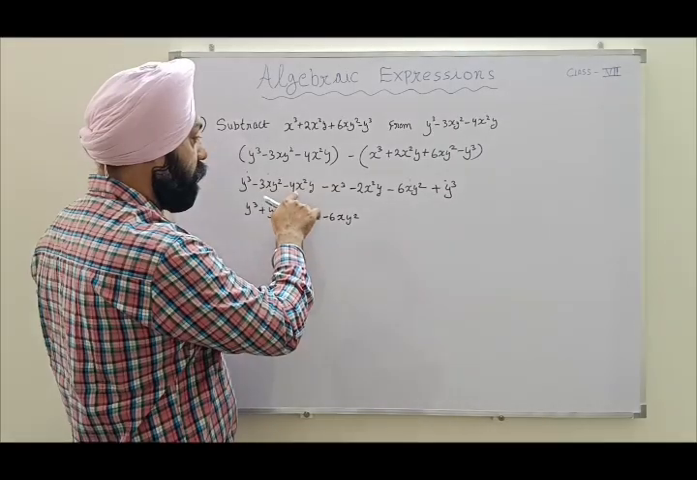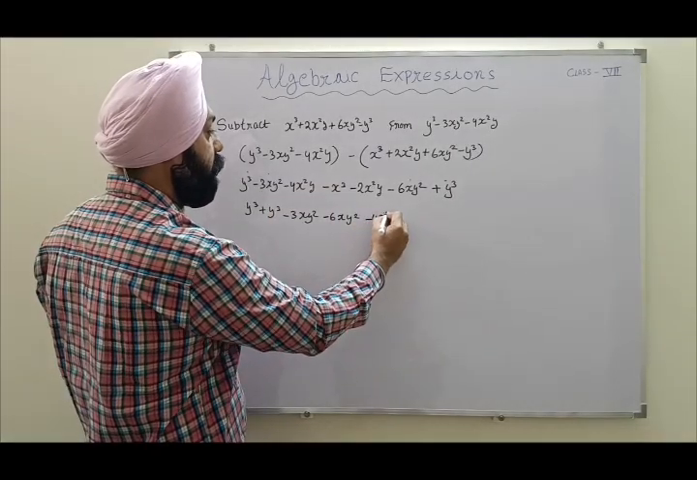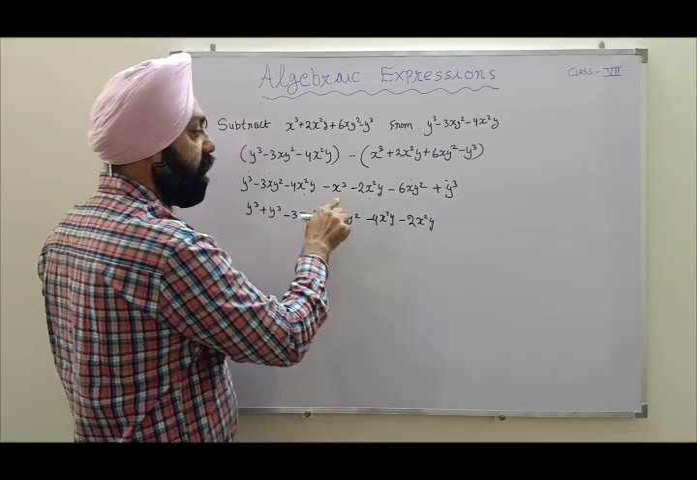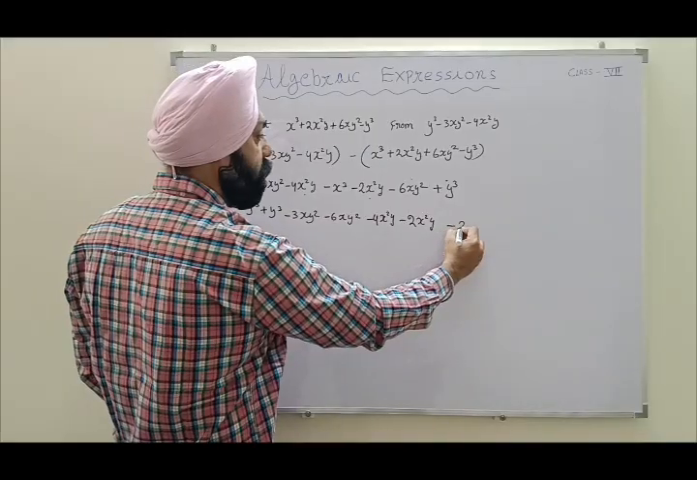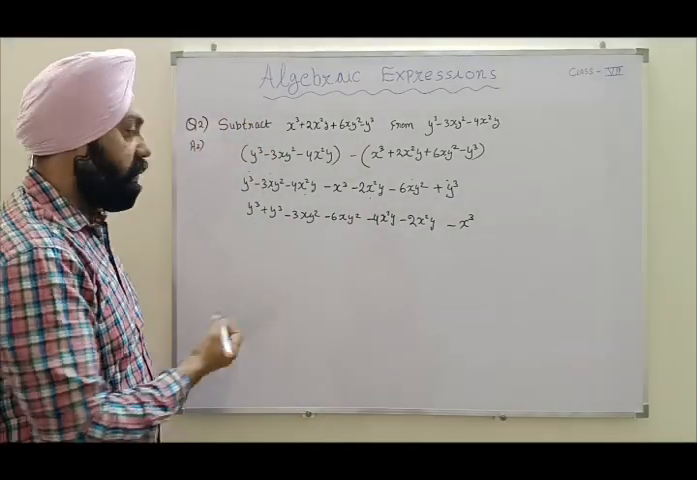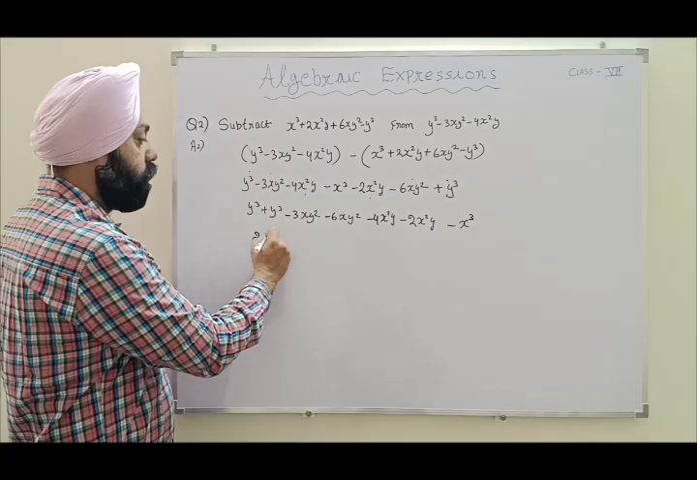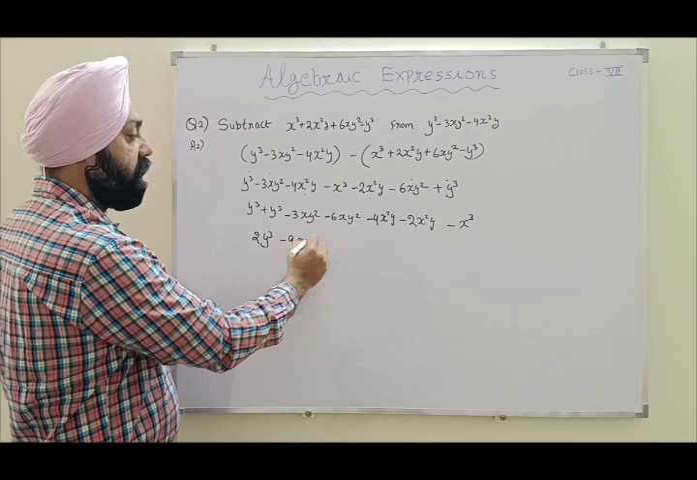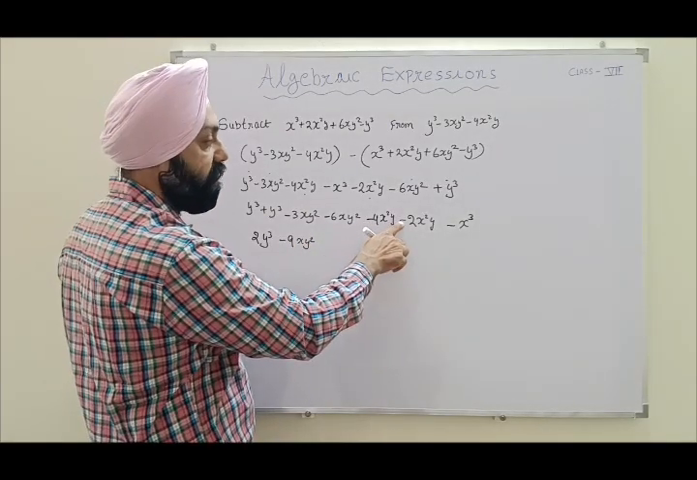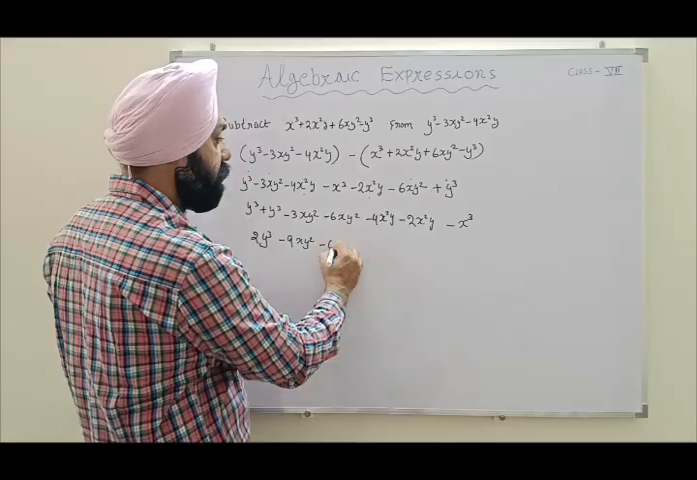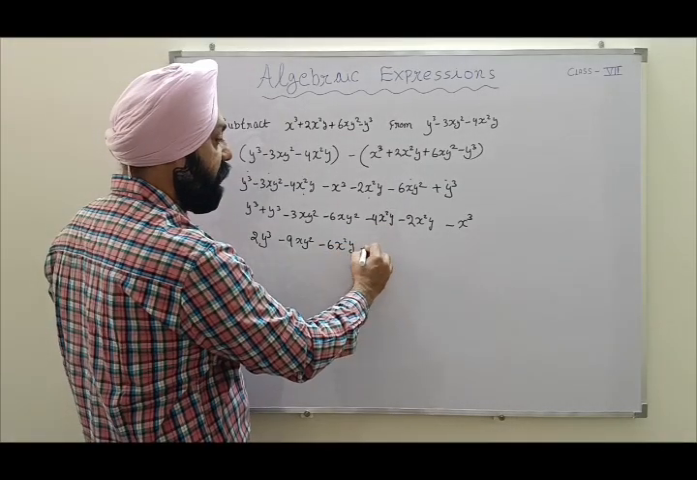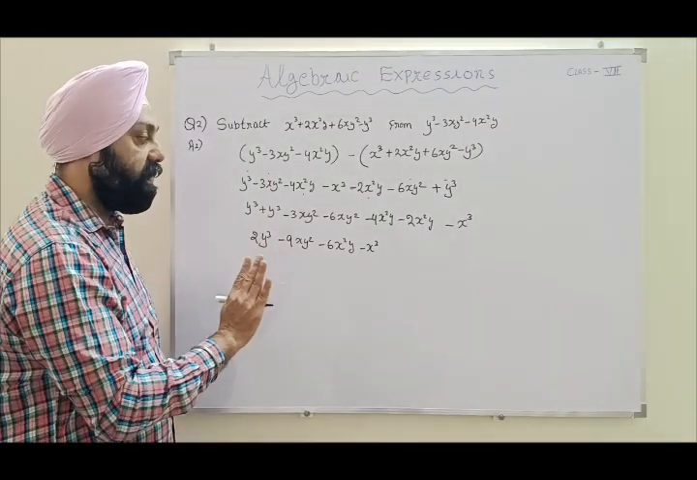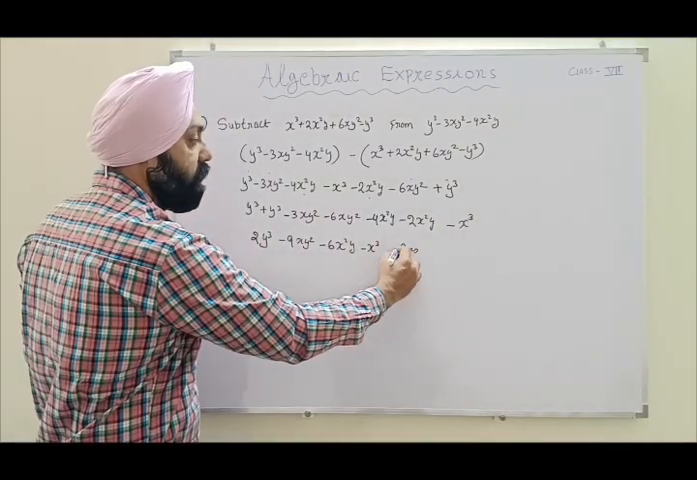So now we have minus 4x square y, along with this we have minus 2x square y. And now what is remaining? It is minus x cube as it is. So again y cube and y cube will give 2y cube. Minus 3 and minus 6 will become minus 9xy square as it is. Minus 2 and minus 4, these two will add up to become minus 6x square y, and minus x cube. And all these terms are unlike, so there is no further simplification. Therefore, this is our answer.